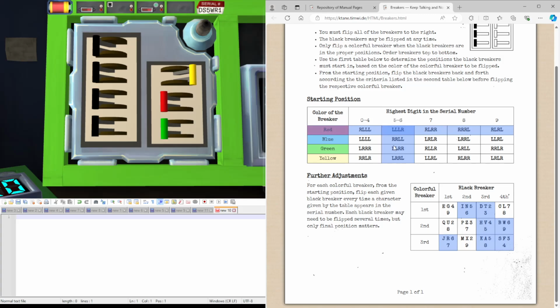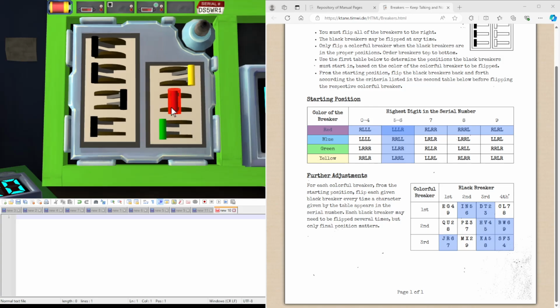Next we have red. The highest digit in the serial number on any given bomb won't change, so you can basically keep that column highlighted. The next initial configuration is going to be left, left, left, right. And looking here, we're going to be flipping the third and the fourth one. So this is our final configuration. Now we can flip red.